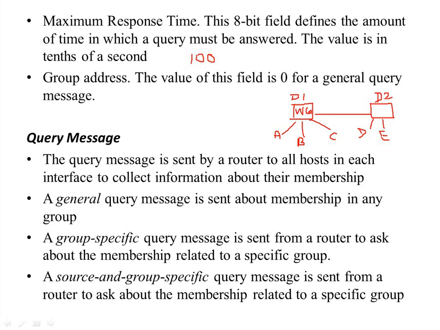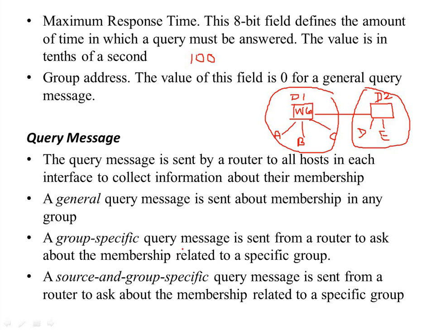Similarly, the same kind of process also happens in this protocol. The analogy is the same, but the working is a little bit different. A general query is the message sent about the membership in any group. So in any group means the membership of different groups; the general query message will be sent about the membership in any group. Group specific means ABC is a group specific, this is a group specific, this is a separate group specific.